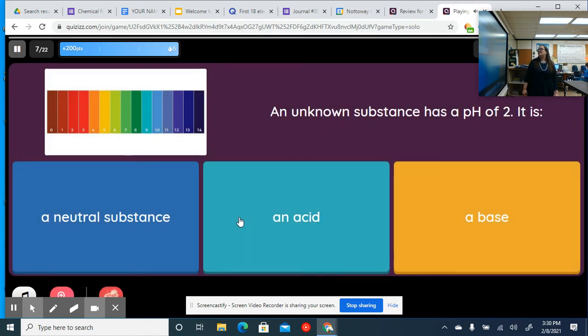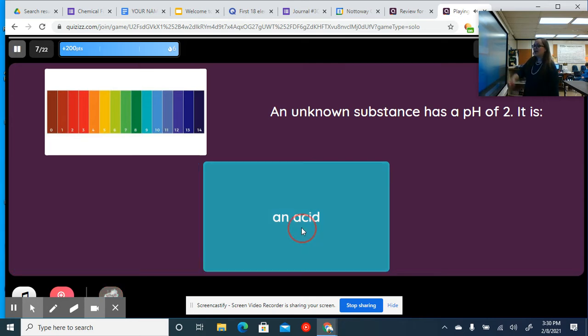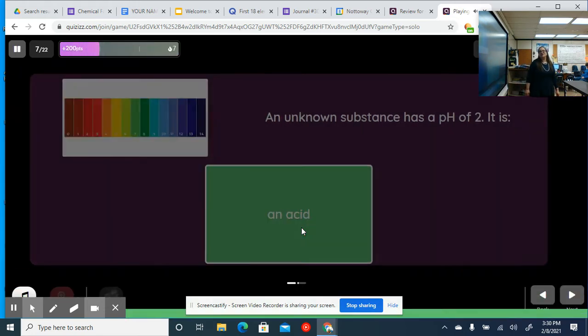An unknown substance has a pH of 2. So it's all the way over here in the burn your face off acids. Acids are 0 to 6.